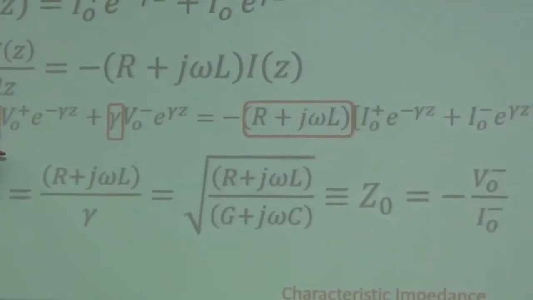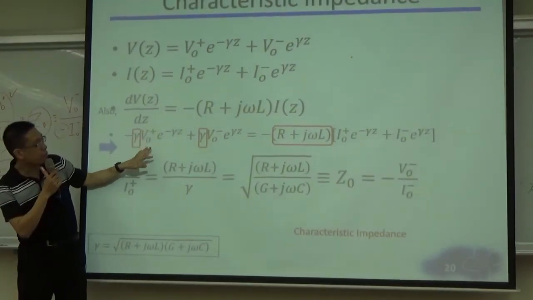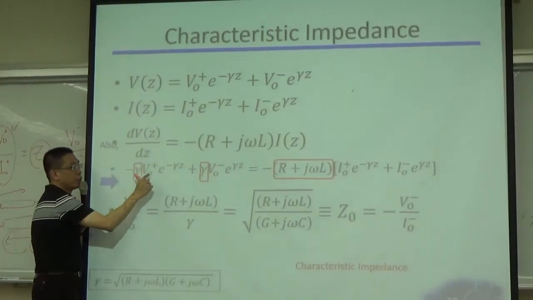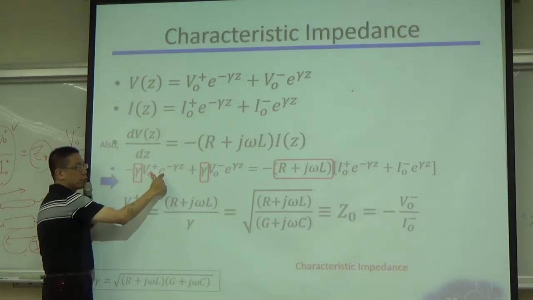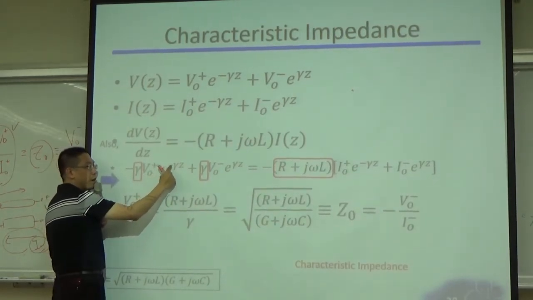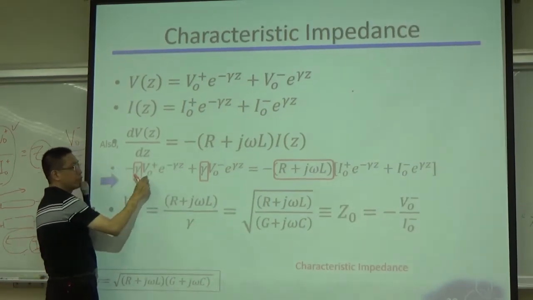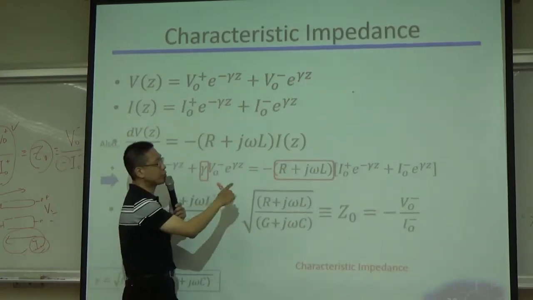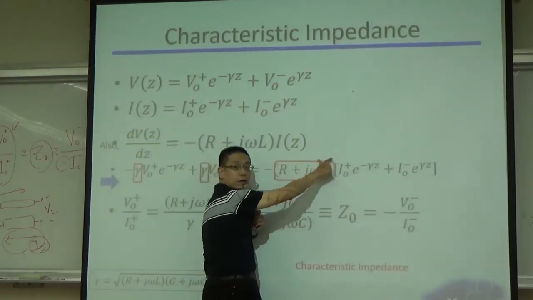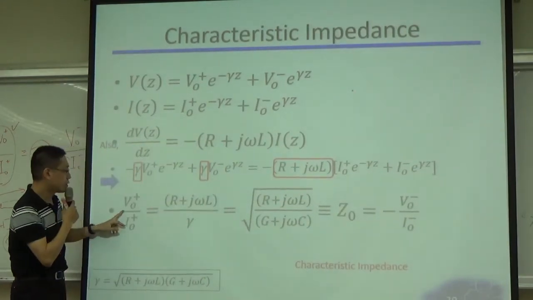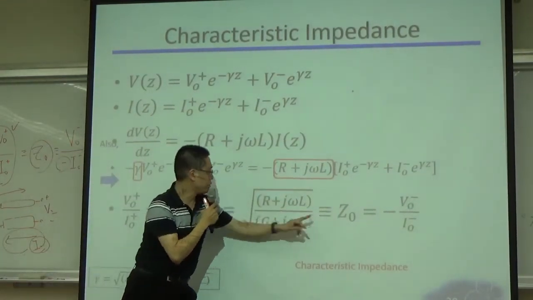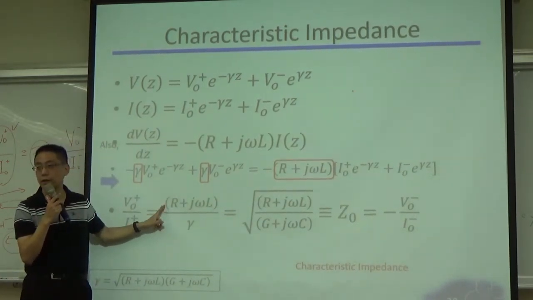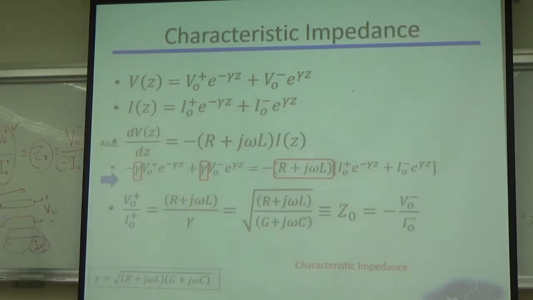Then you separate this equation, with the first part with exponential to the power minus gamma z. So you will know this term equals this term. Then you obtain your Z0 equals to this one. Okay, let's do that together.